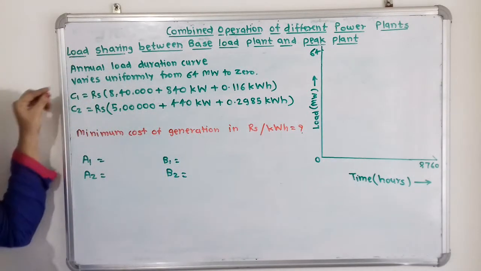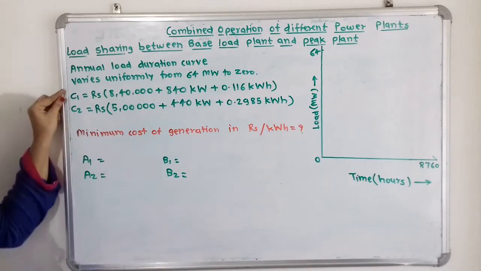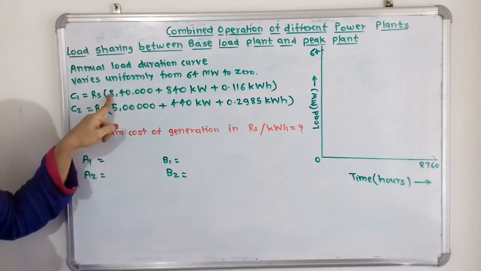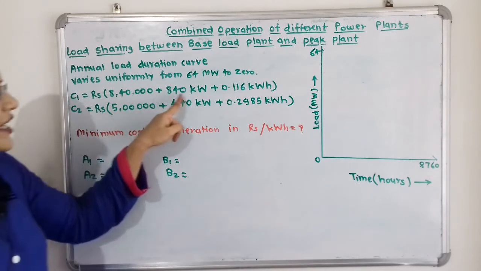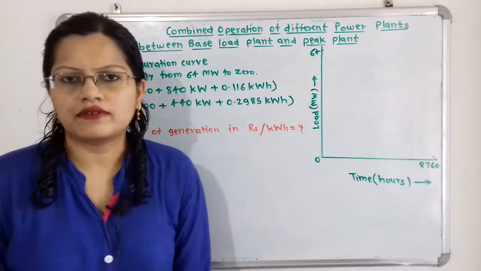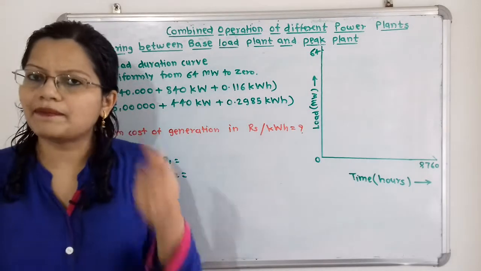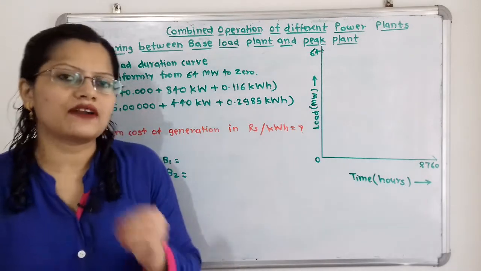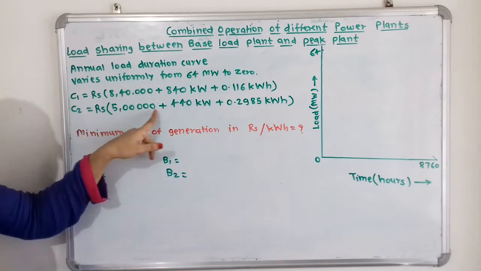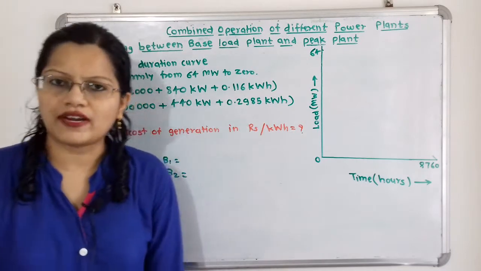It is also given that the cost for the base load plant and peak load plant. So for base load plant we will use here the suffix 1. So C1 is equal to rupees 8,40,000 plus 840 kilowatt plus 0.116 kilowatt hour. And C2 is used for the peak load plant. So for peak load plant we will use here the suffix 2. It is rupees 5 lakh plus 440 kilowatt plus 0.2985 kilowatt hour.